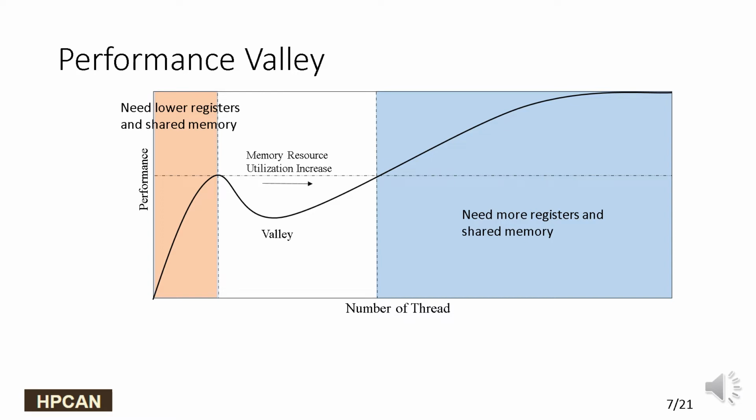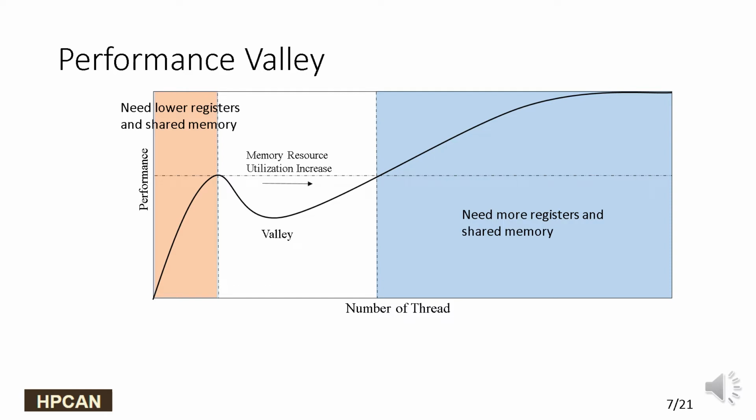At some point, the cache becomes too small for covering the growing access requests and performance takes a dip into the valley. However, as the number of threads increases more and more, the performance improvement starts again, where TLP is high enough to hide the memory latency. Hence, there are two solutions to stay away from the performance valley.